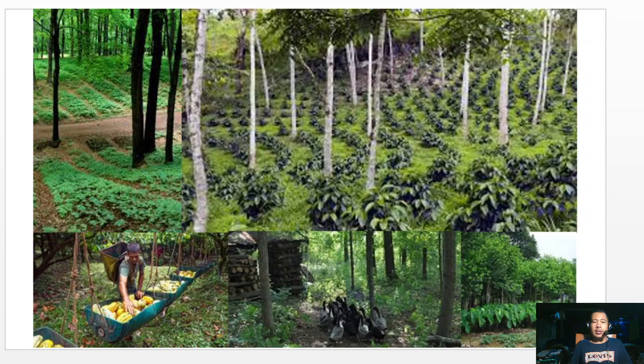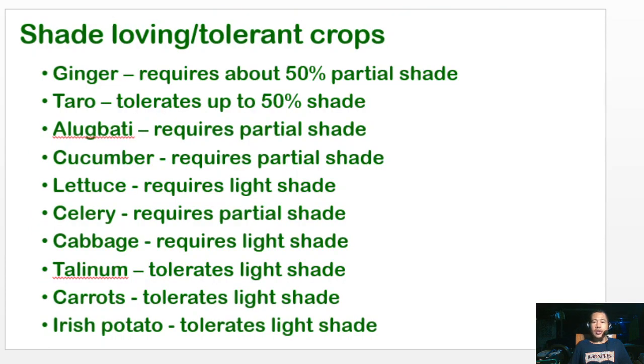So there are lots of plant species that can tolerate or require shade, like bell pepper, black pepper, lanzones, and here is the list of some of the shade-loving or shade-tolerant crops. We have ginger, taro, taro esgabi, alogbate, cucumber, lettuce, celery, cabbage, talinum, carrots, Irish potato, and many more.